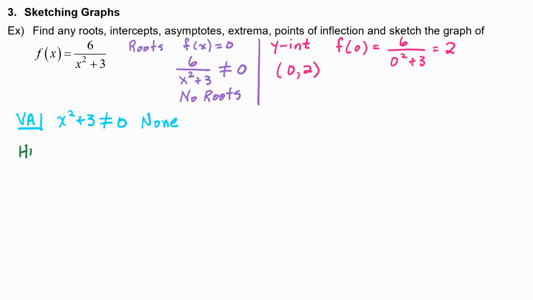For horizontal asymptotes, we have to look at the limits at infinity and negative infinity. The limit as x goes to infinity of 6 over x squared plus 3. Well, if we plug in infinity, we would have 6 over infinity, which of course equals 0. So that tells us that there is a horizontal asymptote at y equals 0.